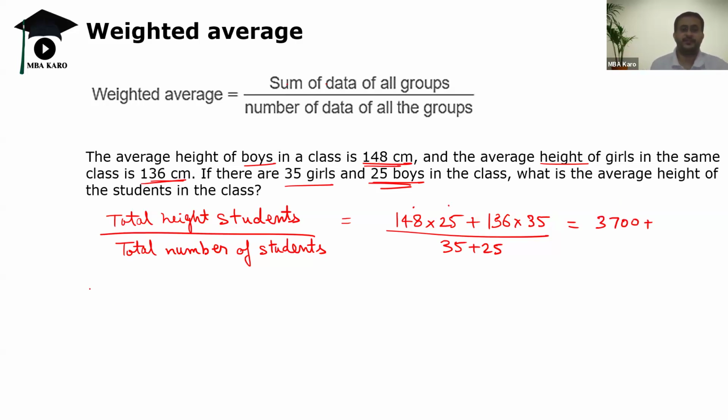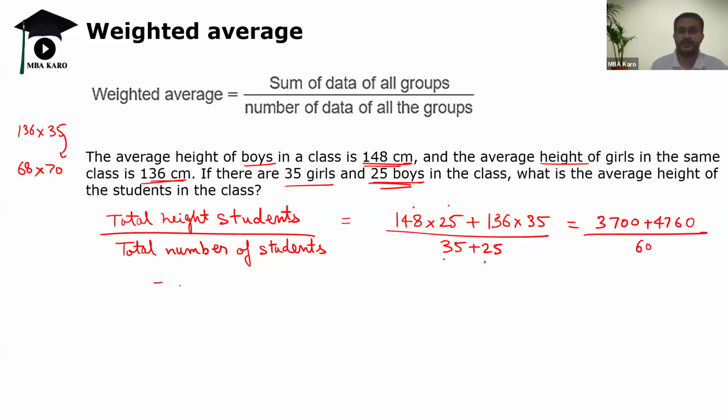Second is 136 into 35. If you do not know the table of 35, that is perfectly fine. Double it, it becomes 70. Half of 136 is 68. Now you can multiply by 7. 7 into 8 is 56, 5 carries. 42 plus 5 is 47. And the total number of students is 60.